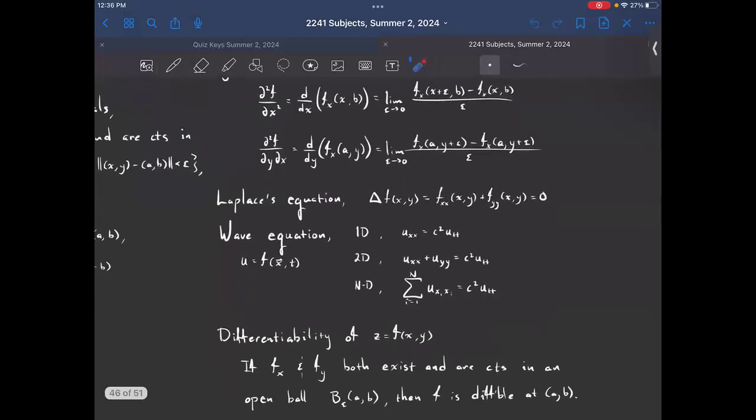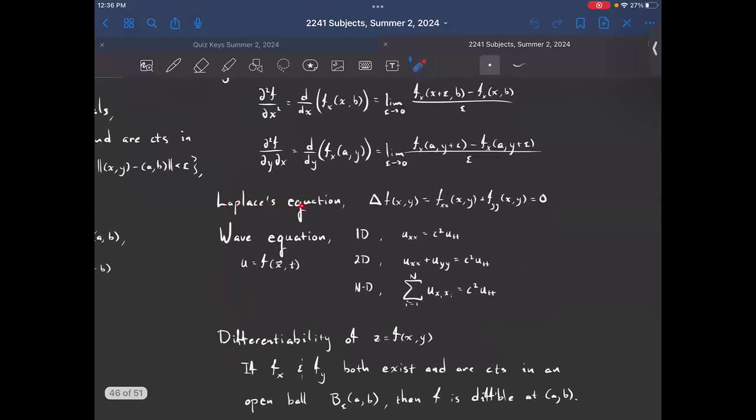All right, what else do we have here? We have Laplace's equation, and that's written this way. Basically, you take this function f, and this triangle operator here means take both second derivatives, no mixed partials, and add them together. And then Laplace's equation says that's equal to 0.